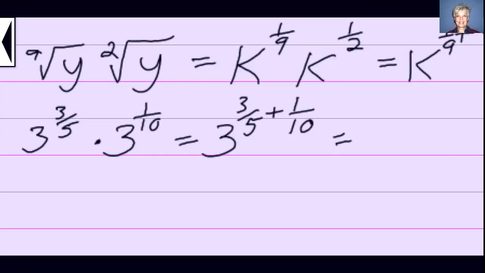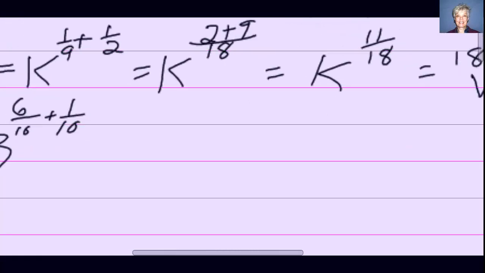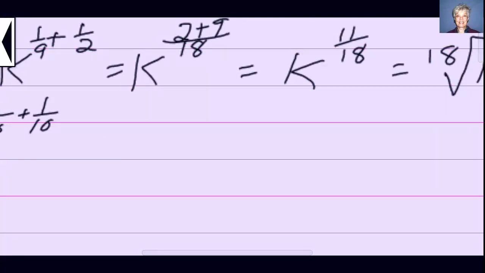Okay, clearly, 10 is going to be the LCD. I'm going to convert 3/5 to tenths. 3/5 is 6/10. So I'll have 3 to the 6/10 plus 1/10, which is going to equal 3 to the 7/10. And again, I don't have to convert this to radical notation at all.